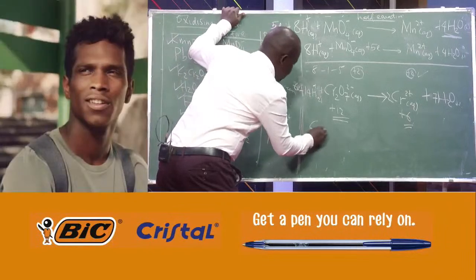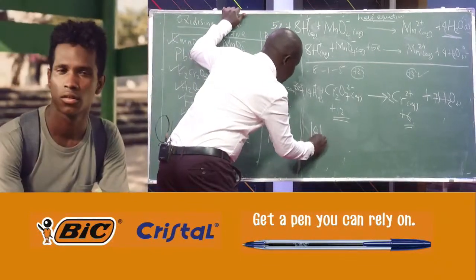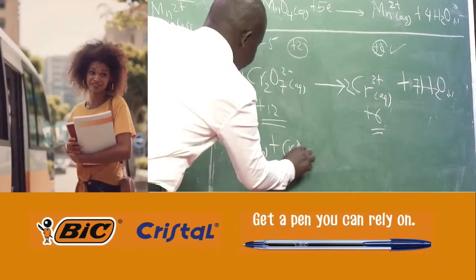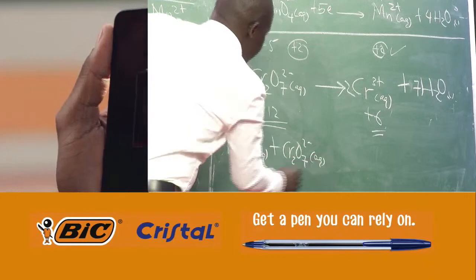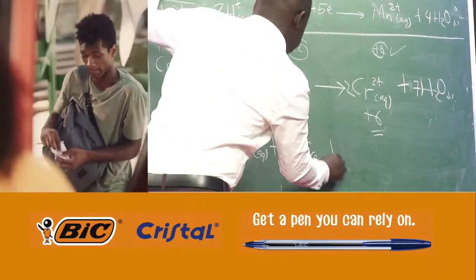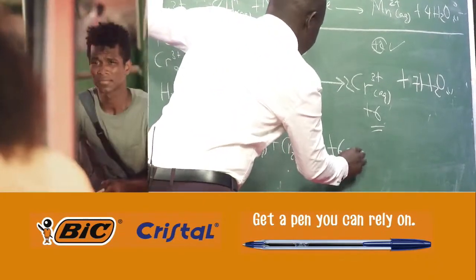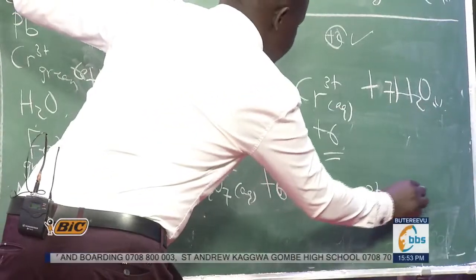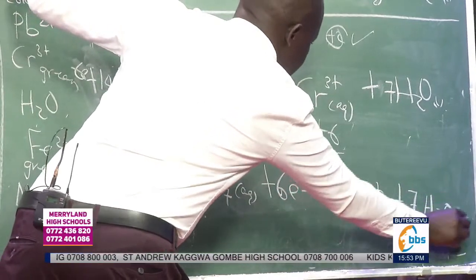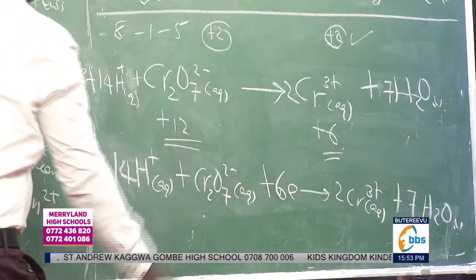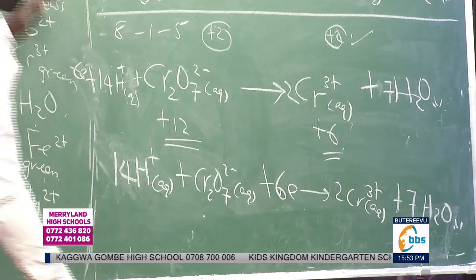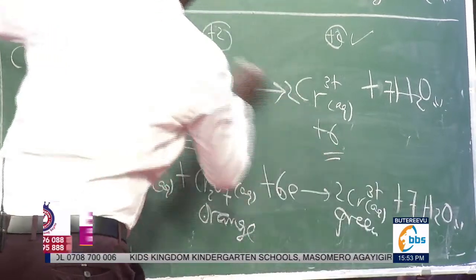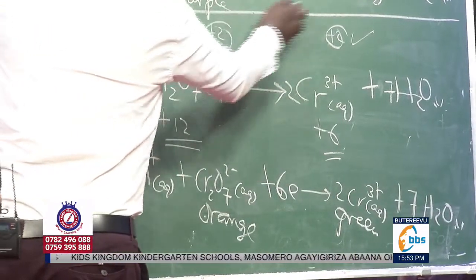So write your half equation: 14H positive aqueous plus dichromate aqueous plus 6 electrons will form 2 chromium plus 7 water molecules. Observation: orange turns green. The purple turns colorless.